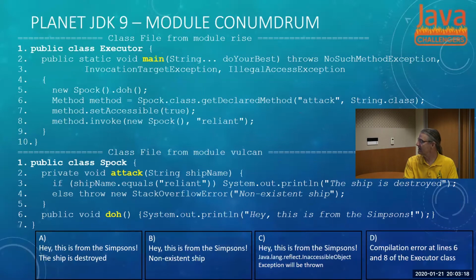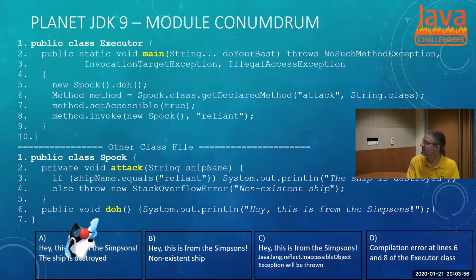So a couple small print: java.lang.reflect.InaccessibleObjectException will be thrown. And we got compilation errors at 6 and 8 of the executor class. So if you're not familiar with modules, this may be tricky. We got one expert. Anyone else going to throw up a hand, A, B, C, or D? Okay. Let's see, where's Duke? Come on, Duke.